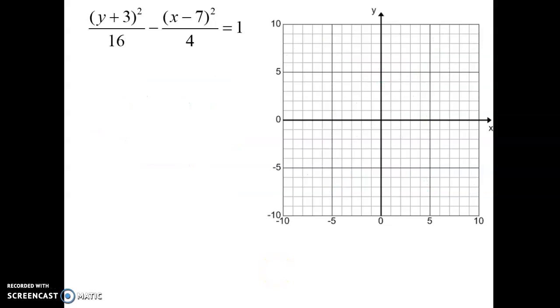So h comma k is going to be 7 comma negative 3 for our center. So we plot that point. Your a value is going to be 4 because the square root of 16 is 4. And because that 16 is underneath the y term, it's going to go up and down by 4. Next, your b value is going to be 2. Since it's underneath the x term, it's going to go left and right from your center point, 2 on each side. And because now we have our 4 dots down, we can make our box.